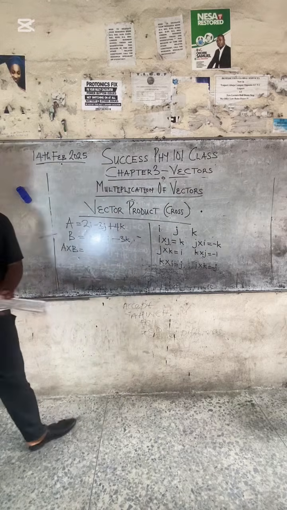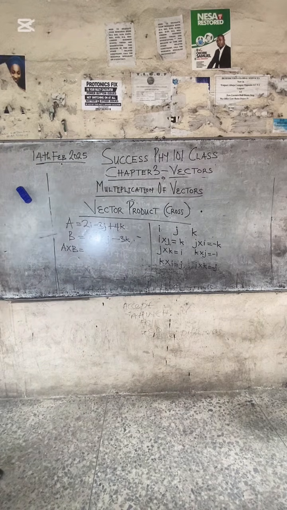Please take notes. Take a moment and observe carefully. I to J is K. J to K is I. K to I is J. But once you reverse it, the opposite is the case.